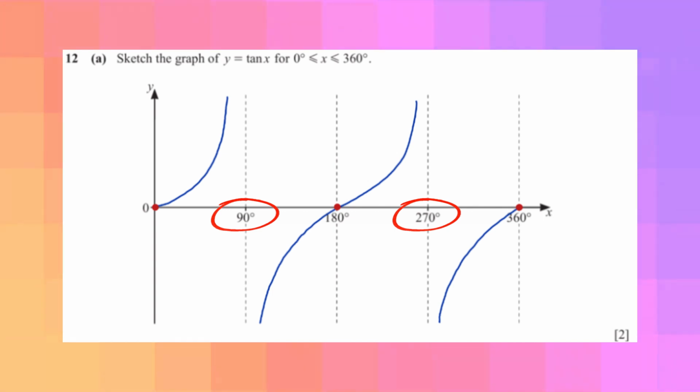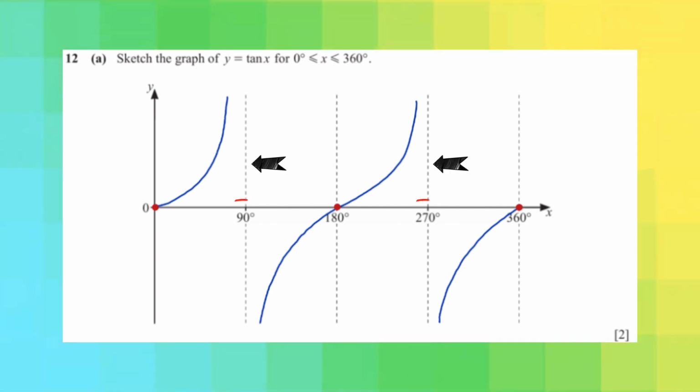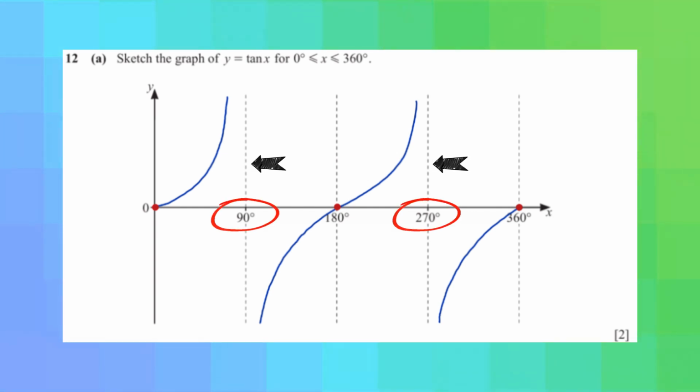You will notice that you do not get a value for when x equals 90 degrees, and when x equals 270 degrees. This is where the tangent function is undefined. These dotted lines, when x equals 90 degrees and x equals 270 degrees, are called vertical asymptotes, and the tangent graph approaches these lines but never touches them, because this is where the tangent function is undefined.